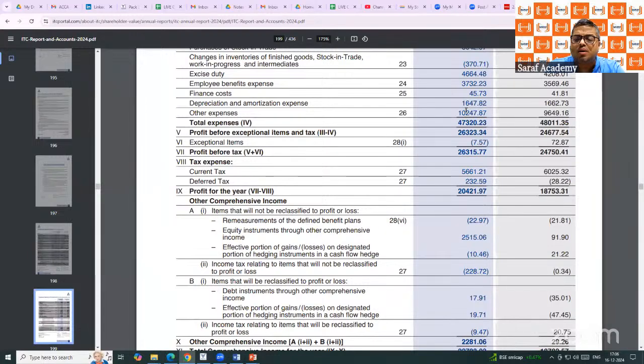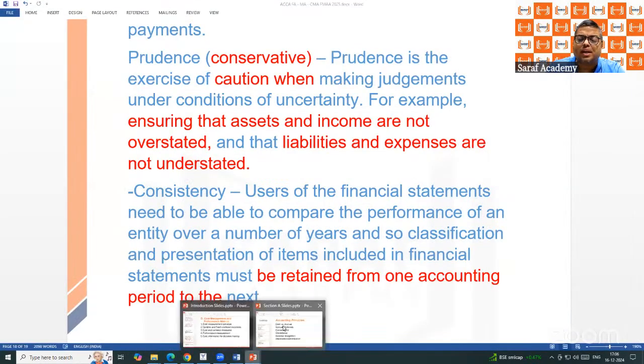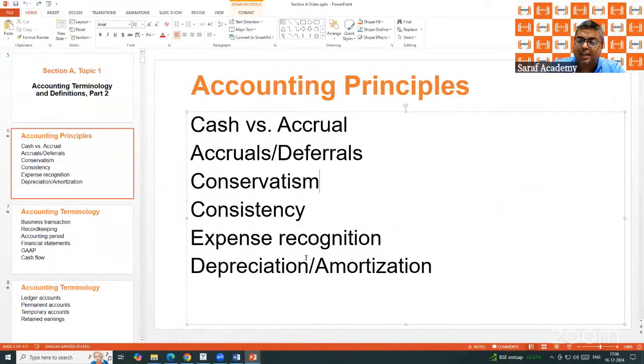Here we are able to compare this year with the last year of ITC when the policies and principles are the same. If the consistency is not there, we will not be able to compare them. Comparison is very meaningful. Comparison is very important. For that, consistency is required.